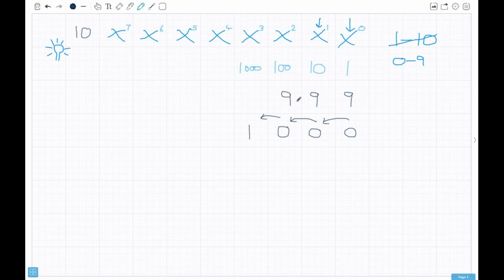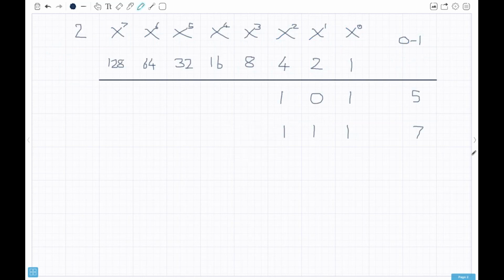So 999 plus 1 is 1000 minus 1. So if you max out the possible number in every column, it's going to be the next column minus 1. Now, this doesn't really matter in decimal because we're so used to it. In binary, this can be very, very useful.